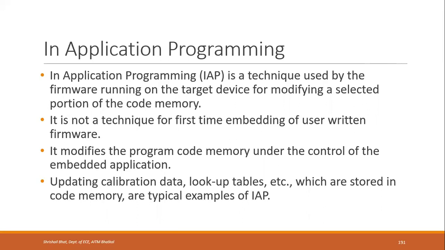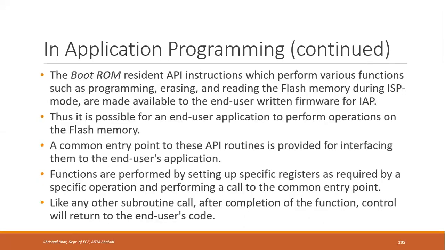So you're not doing it for the first time. You already dumped the code using in-system programming. Then if you want to change some part of the code, you can go for this. That is called in-application programming. It modifies the program code memory under the control of the embedded application. Examples of in-application programming are updating calibration data and lookup tables which are stored in the code memory. These can be treated as examples of in-application programming.